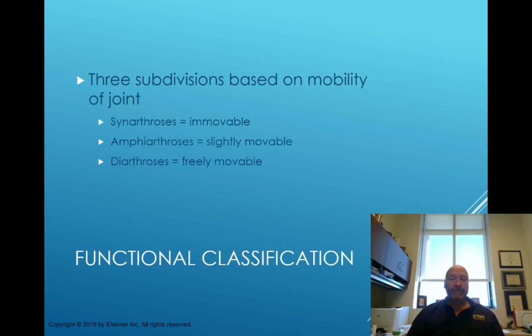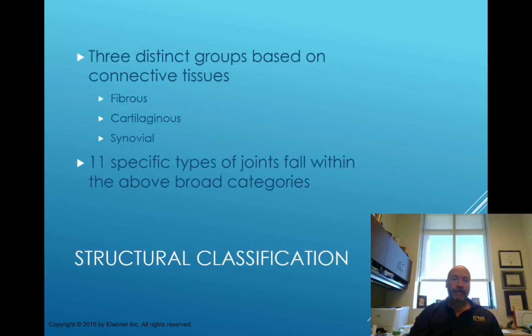So you have 3 subdivisions based on mobility. You've got synarthrosis, which are immovable, and we'll talk about those here in a minute. You've got amphiarthrosis, which are slightly movable. We don't have a whole lot of those to talk about. And then you've got diarthrosis, and those are freely movable. Those are, again, the ones that you tend to think of whenever you think of a joint. It moves, it's a joint. So based on connective tissue, you have fibrous, cartilaginous, and synovial joints. And the synovial joints, again, are the ones that move a lot. So we'll talk more about those than anything else.